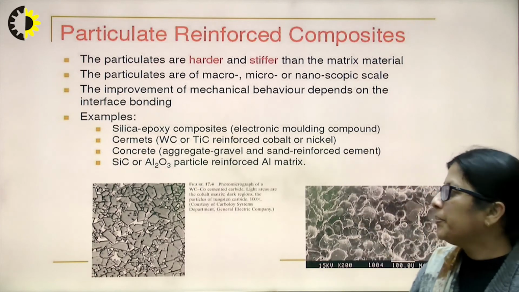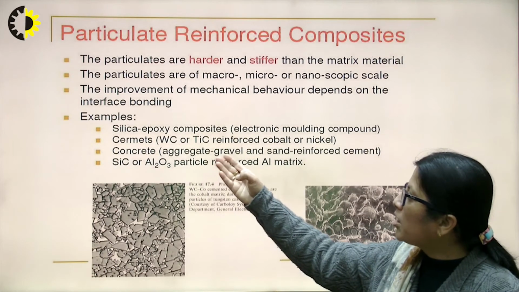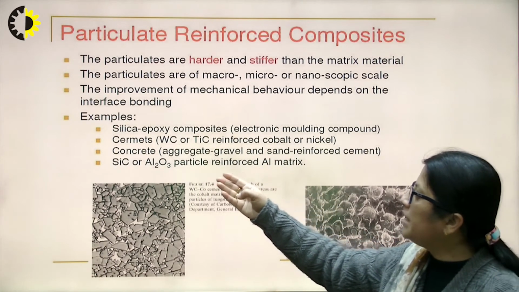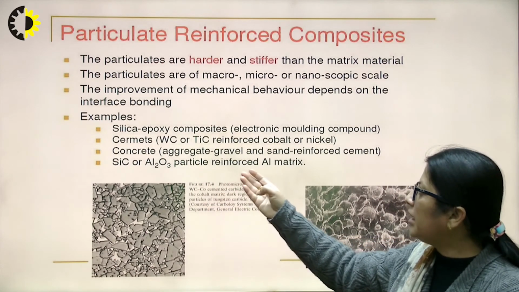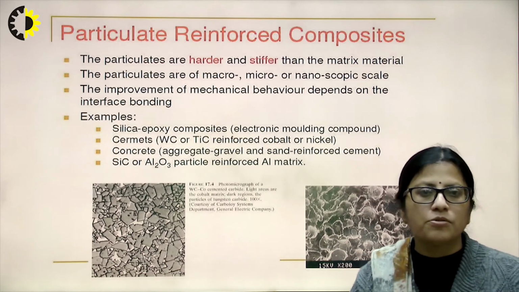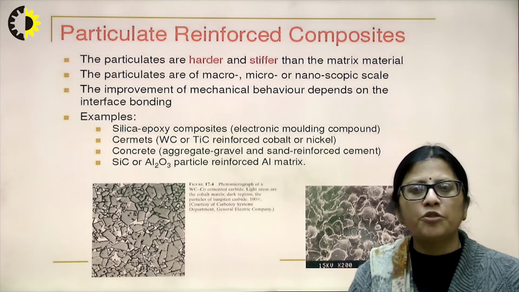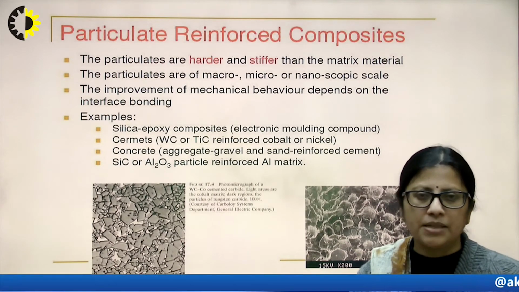For example, there can be silica epoxy composites, cermets, concretes, and alumina particle reinforced matrix. So different types of particulate reinforced composites can be made.